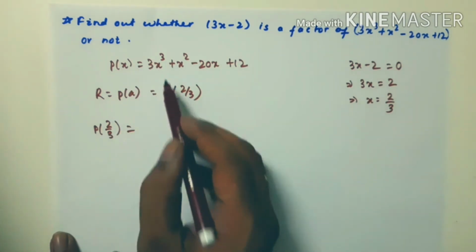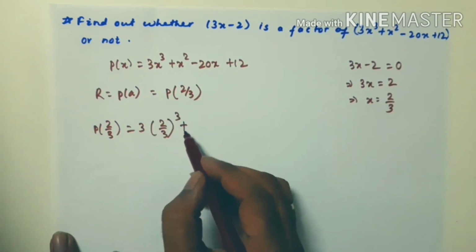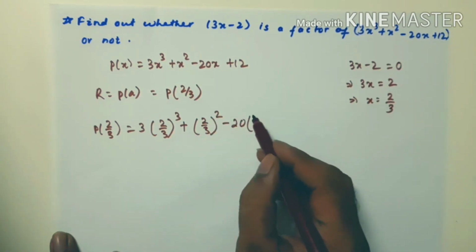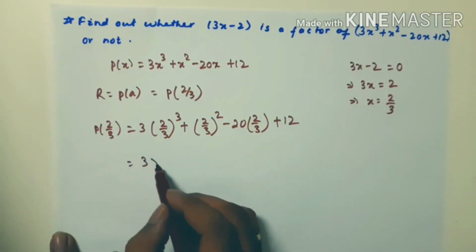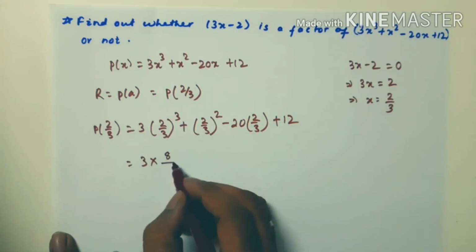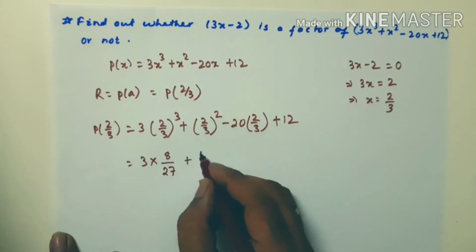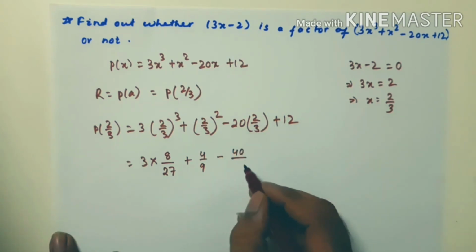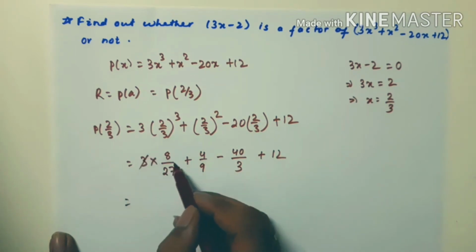So the polynomial is 3x cubed plus x squared minus 20x plus 12. So 3 into (2/3) cubed plus (2/3) squared minus 20 into 2/3 plus 12. Now let's see it. This becomes 3 into 2 cubed by 3 cubed, (2/3) whole cubed. So 2 cubed is 8, 3 cubed is 27, plus 2 squared by 3 squared becomes 4 by 9, minus 20 into 2 is 40 by 3, plus 12. So we can see here we can cancel 3 and 27.